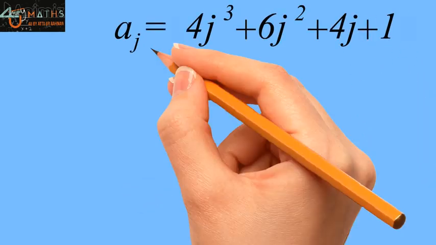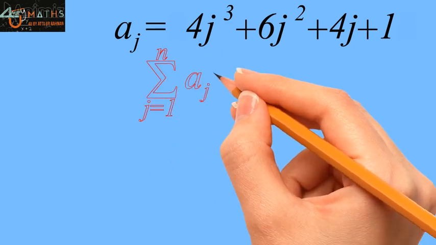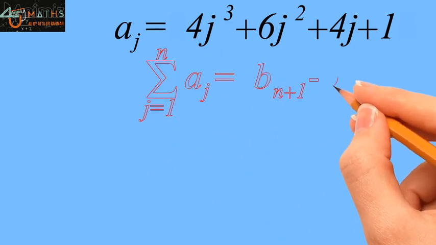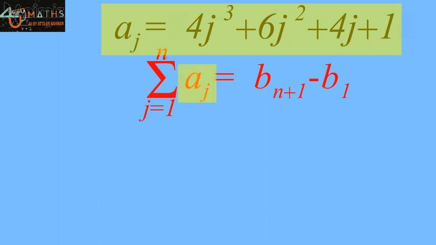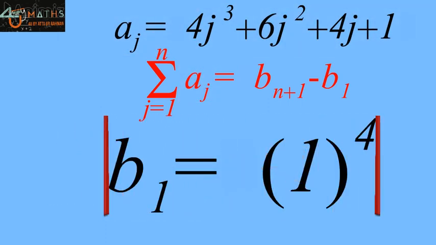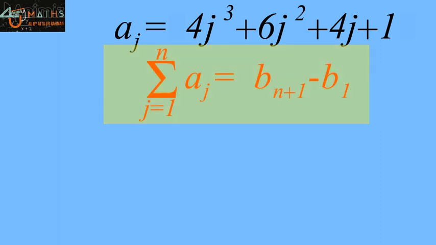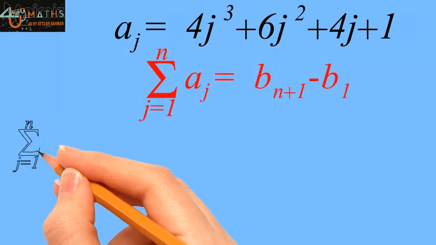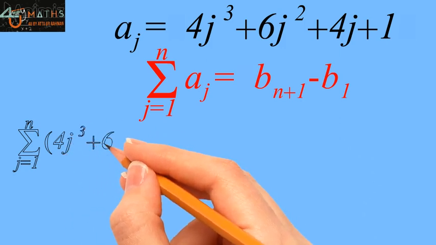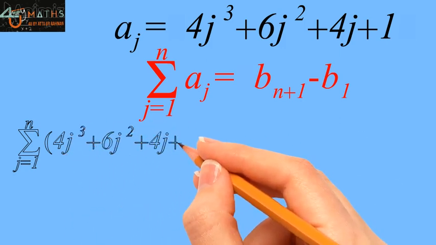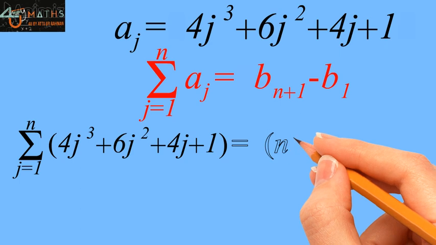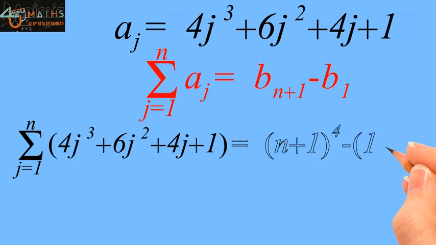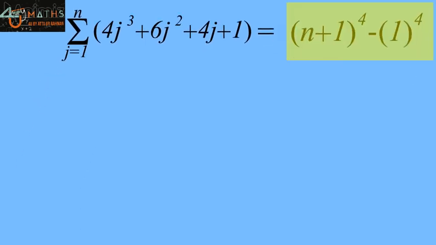Now using the result that the summation j equal to 1 up to n of aj is equal to b(n plus 1) minus b1, and utilizing the values of aj, b(n plus 1) and b1 in this result, we have summation j equal to 1 up to n of (4j cube plus 6j square plus 4j plus 1) is equal to (n plus 1) raised 4 minus 1 raised 4. In the right hand side, we have used the result 1.